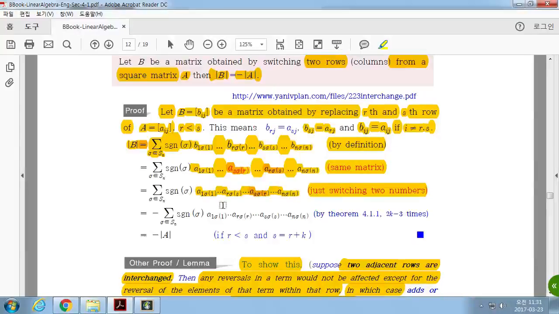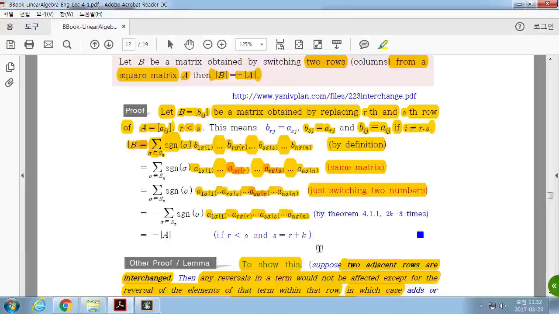But see here, the permutation here is not in order. So we want to rewrite it with this order: A1 sigma 1 times A2 sigma 2, A R sigma of R times A S sigma of S, A N sigma of N. Then what's the difference between these two permutations?